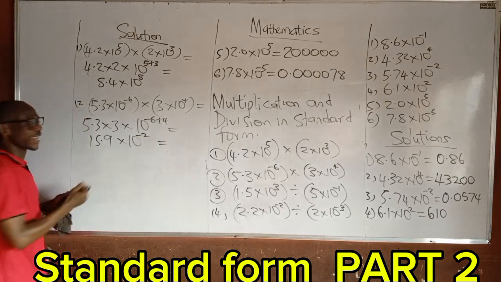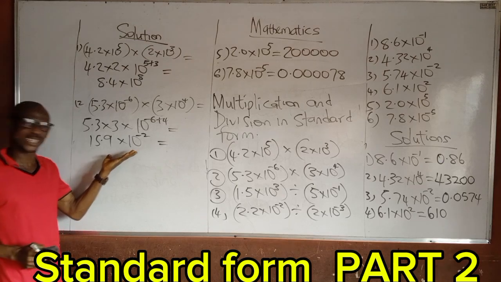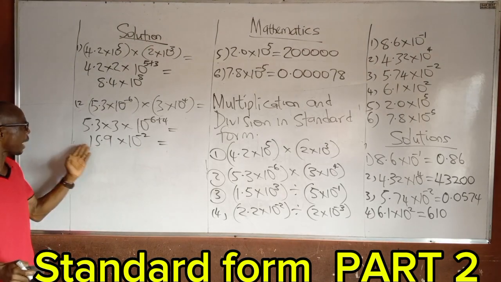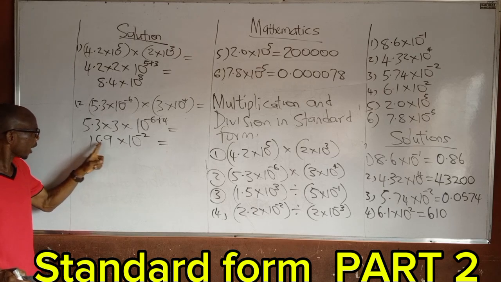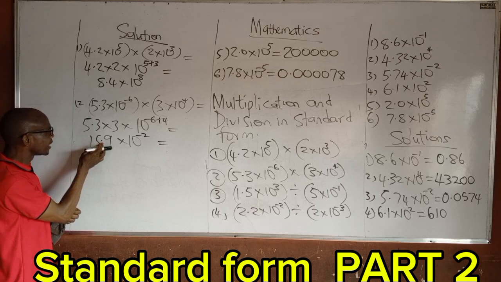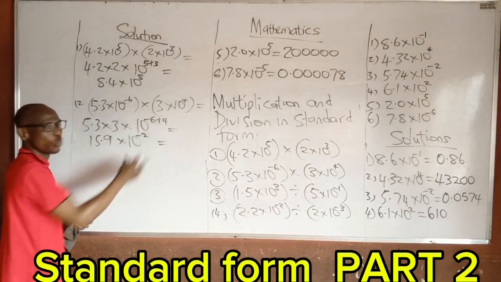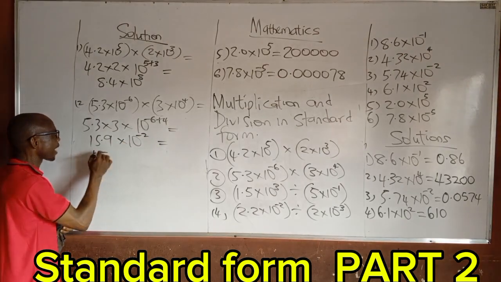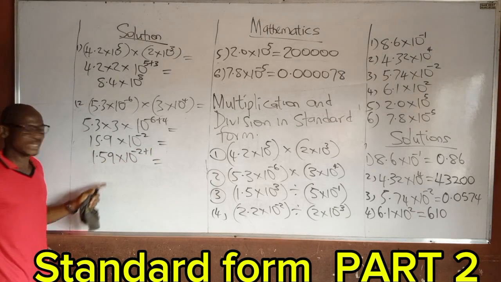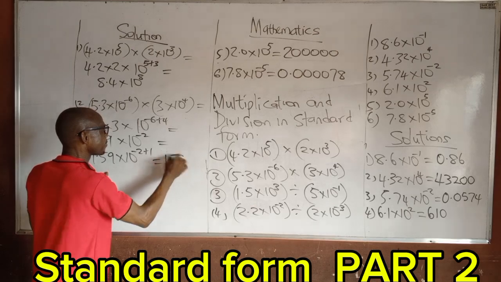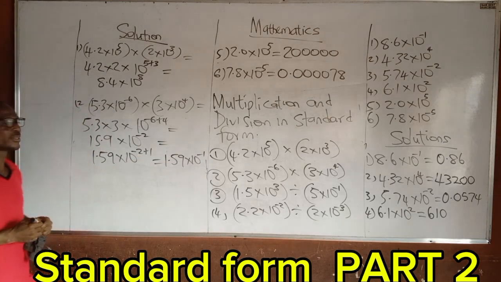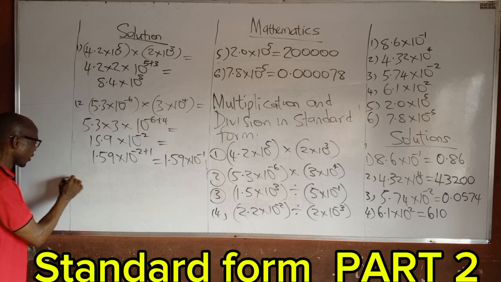But we cannot leave our answer like this, because this is not in standard form. This part cannot be above 10. To write this back in standard form, we move the decimal one place and add 1. So it becomes 1.59 times 10 raised to the power of minus 2 plus 1, and that becomes 1.59 times 10 raised to the power of minus 1.